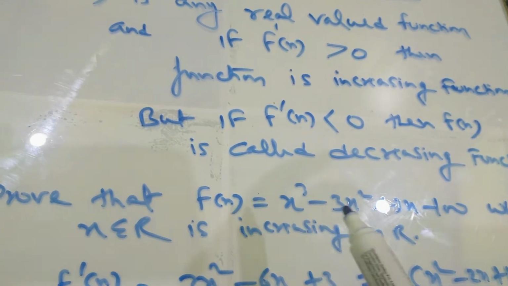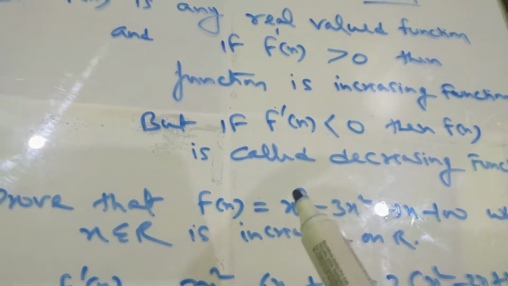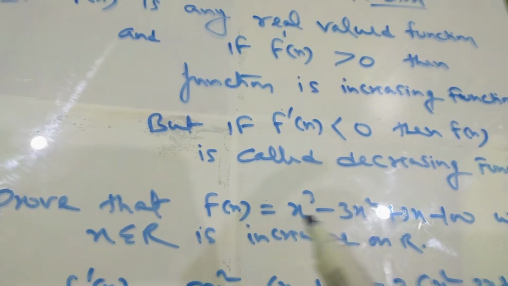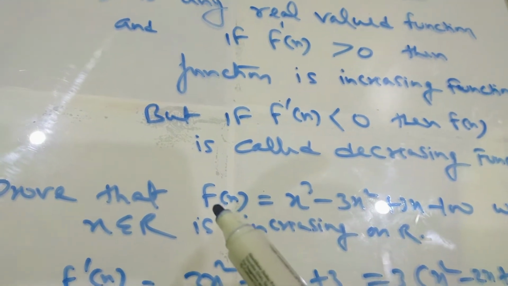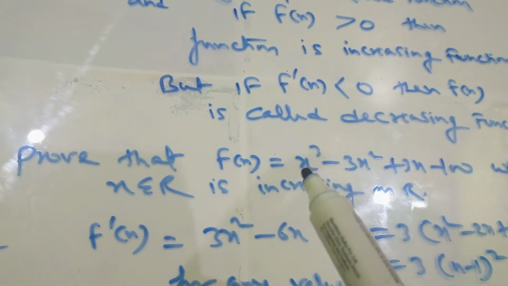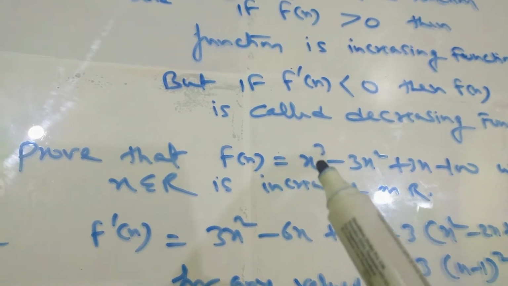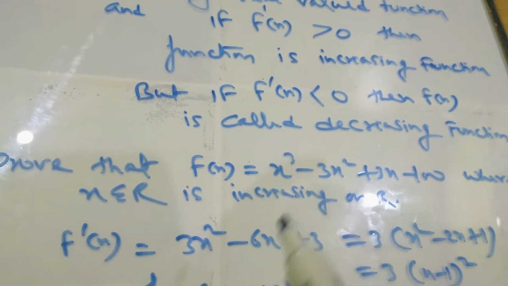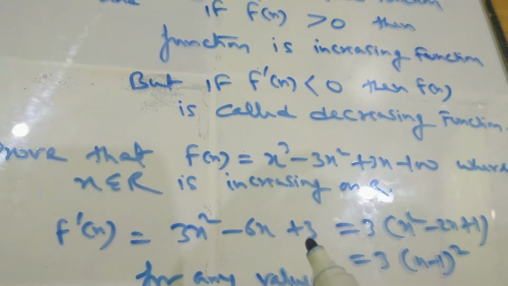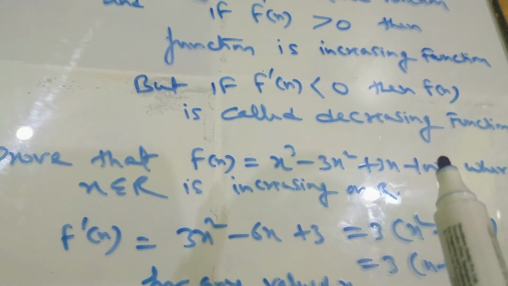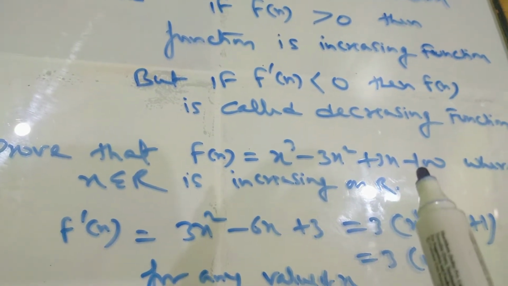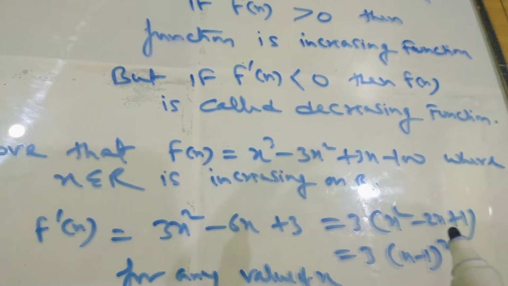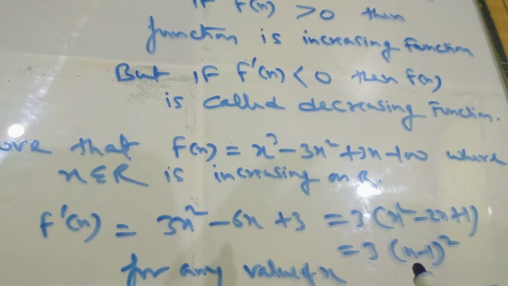I have to prove that this function is increasing, that is, f dash x is greater than 0. First of all, I will differentiate both sides. The left side gives f dash x. Differentiating x cube gives 3x square, 3x square gives 6x, and 3x gives 3, because the differentiation of x is 1, and the differentiation of 100 is 0, so I have not written 0 here. Now 3 is common, so it becomes 3 times x square minus 2x plus 1, which can be written as 3 times (x minus 1) whole square.